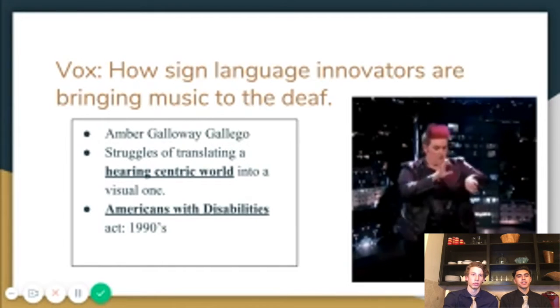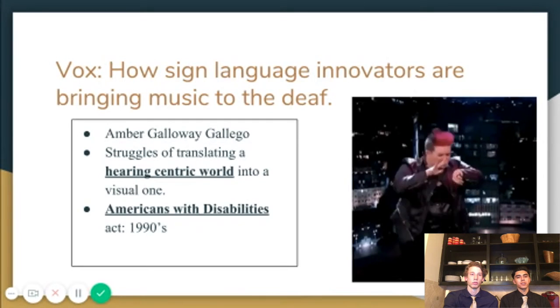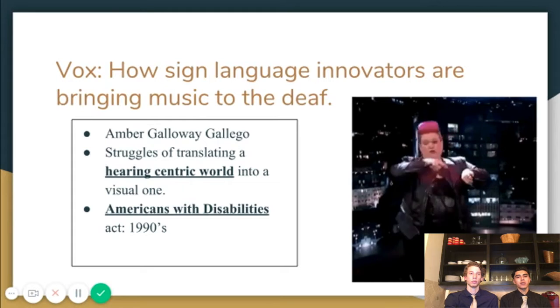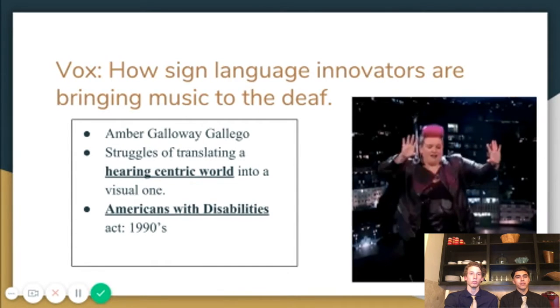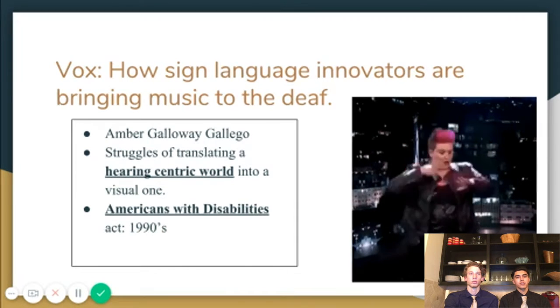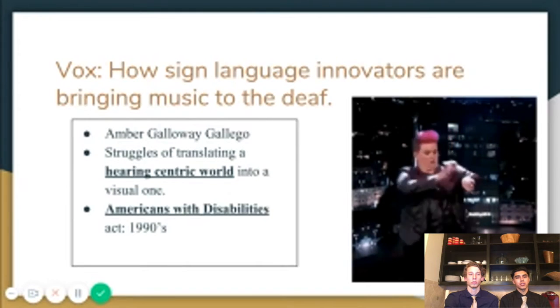So the basis of our presentation stems from a video by Vox called How Sign Language Innovators Are Bringing Music to the Deaf. This video is essentially about a translator named Amber Galloway Gallego and the struggles that come with translating music to the deaf. Ever since the 1990s, the Americans with Disabilities Act has required venues to hire a translator. In her case, it's translating English to ASL.